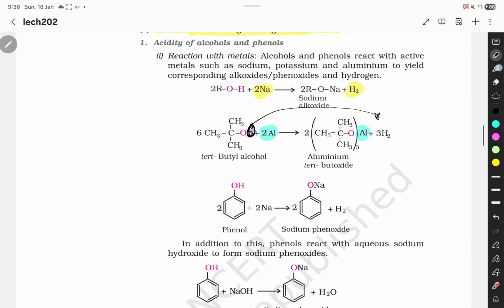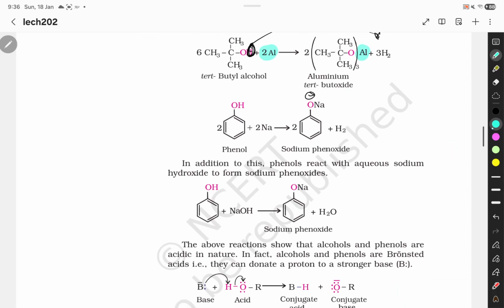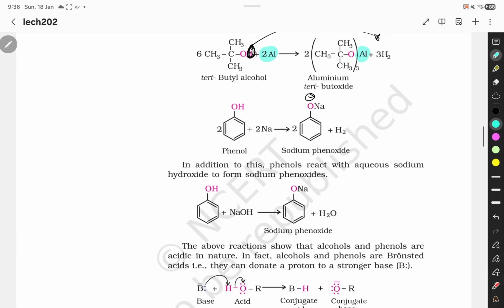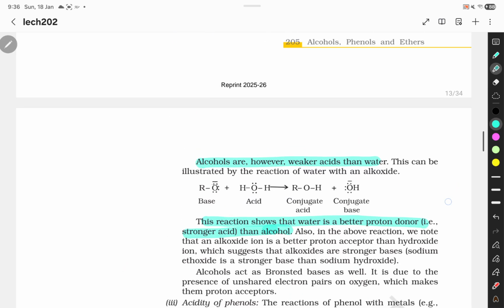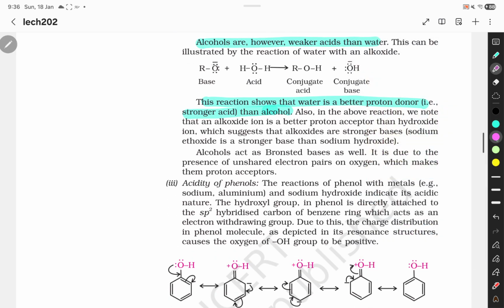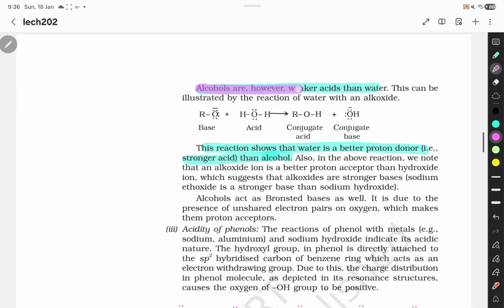Same way, it can also be done for sodium phenoxide, which will be better because the negative charge on the O minus can easily be in resonance. And it also reacts with any base, right? Because phenol is slightly acidic. So yeah, there's one more thing that we usually forget to notice, that alcohols are weaker acids than water. Okay, alcohols are weaker acids than water. So this reaction shows that water is a better proton donor.